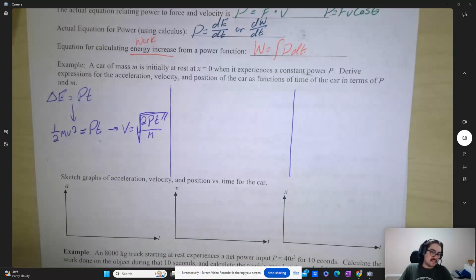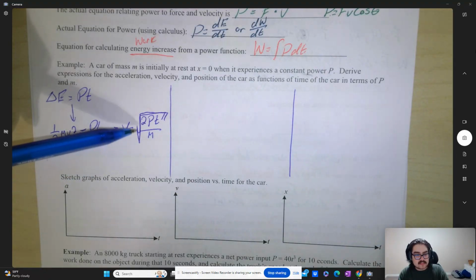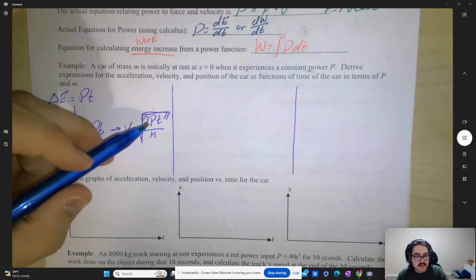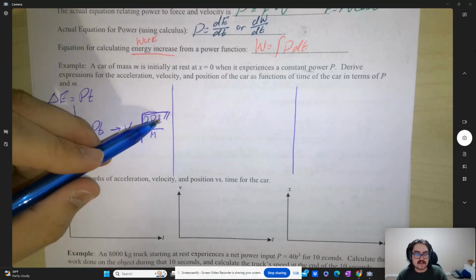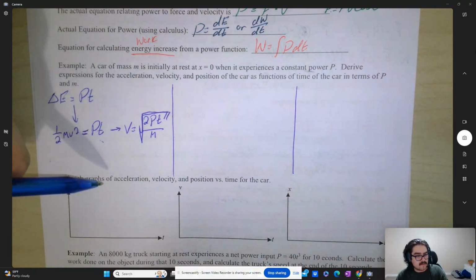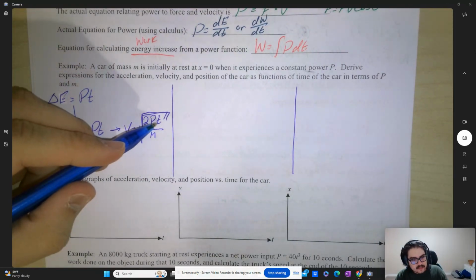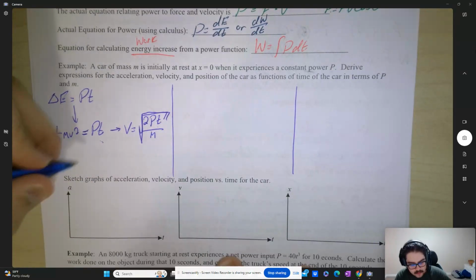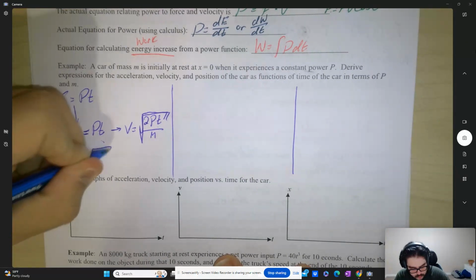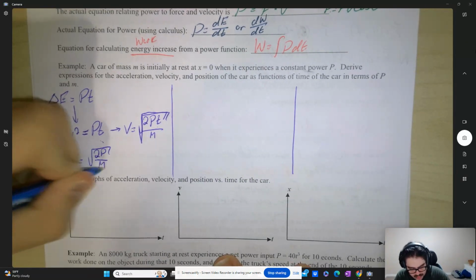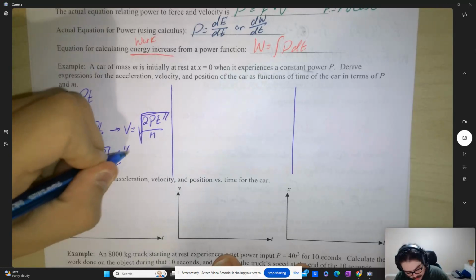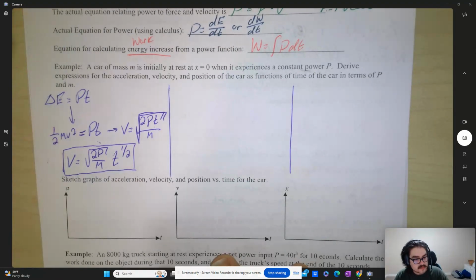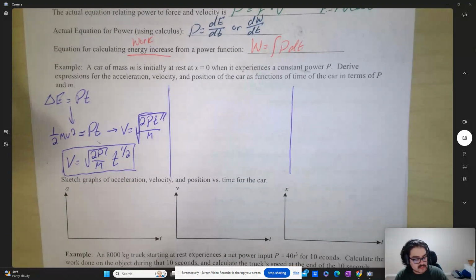Now, to make this easier for myself, I'm going to factor out this t, and I'll show you how I get there. The v is really the same thing as root 2 times root p times root t over root m. If you factor out that root t, you end up getting a nicer looking equation: root 2p over m, times t to the 1/2. That's your new velocity equation that makes your life really easy, and I love it when my life is easy.